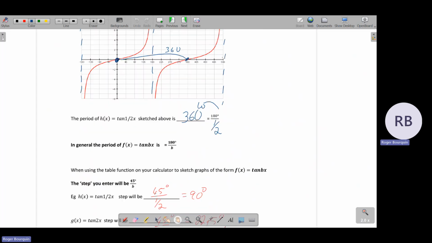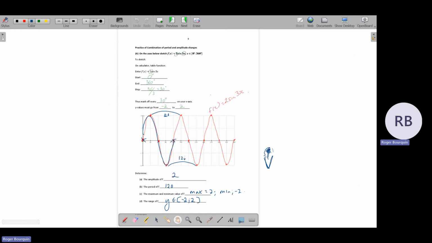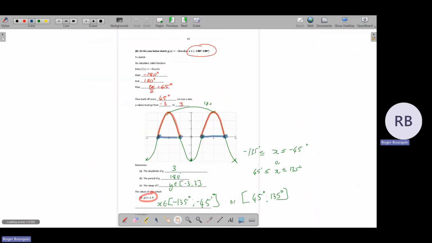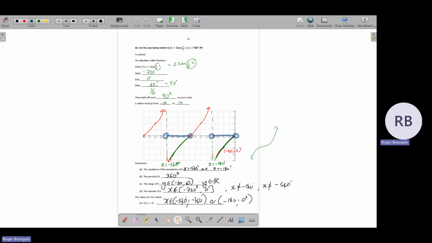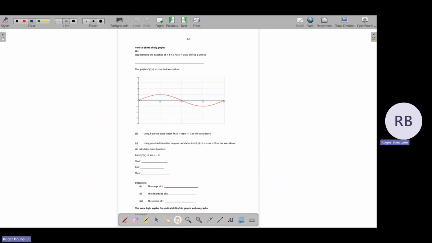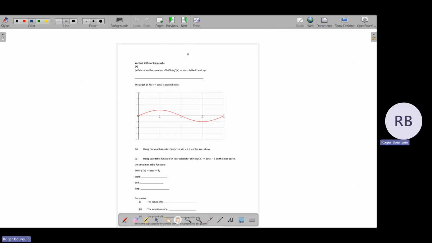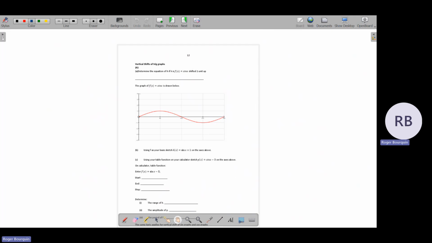Then we sketch some of these. I'm not going to do all of those again. Now, vertical shifts of trig graphs.